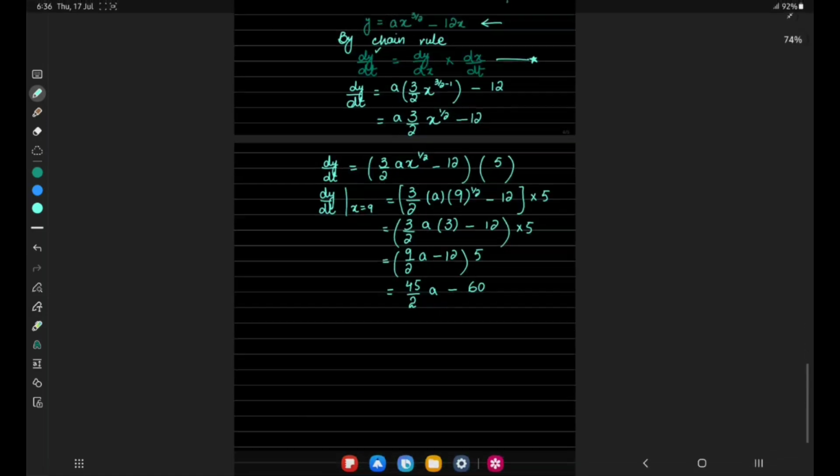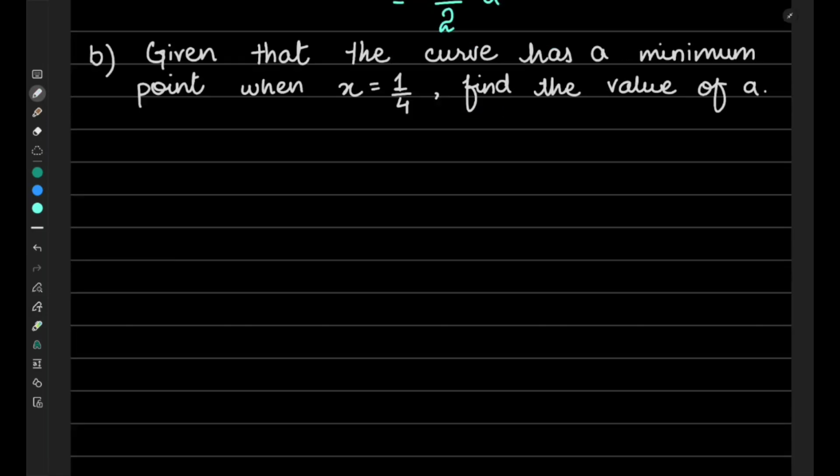Now let's see what is part B. Part B says, given that the curve has a minimum point at x equals 1 over 4, find the value of a. Whenever we have a minimum point, that means we have a stationary point. At that point, dy by dx equals 0. And they have given us the value of x, which we need to put so that we can find the value of a.